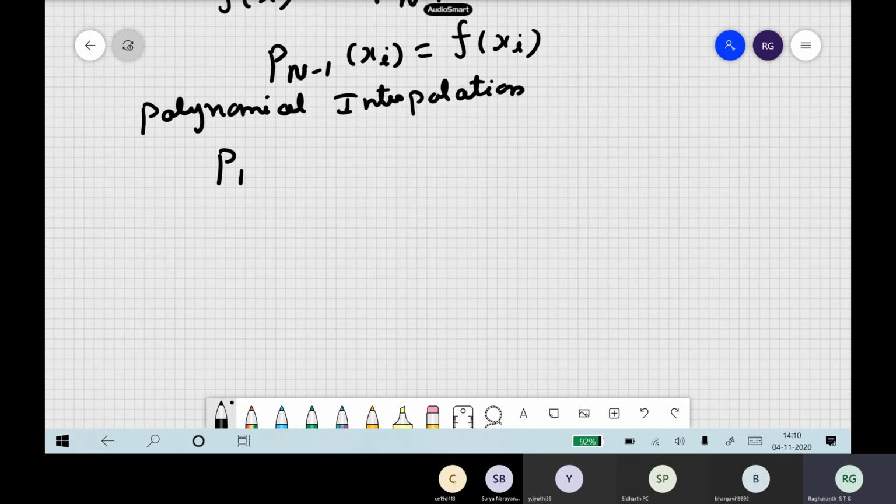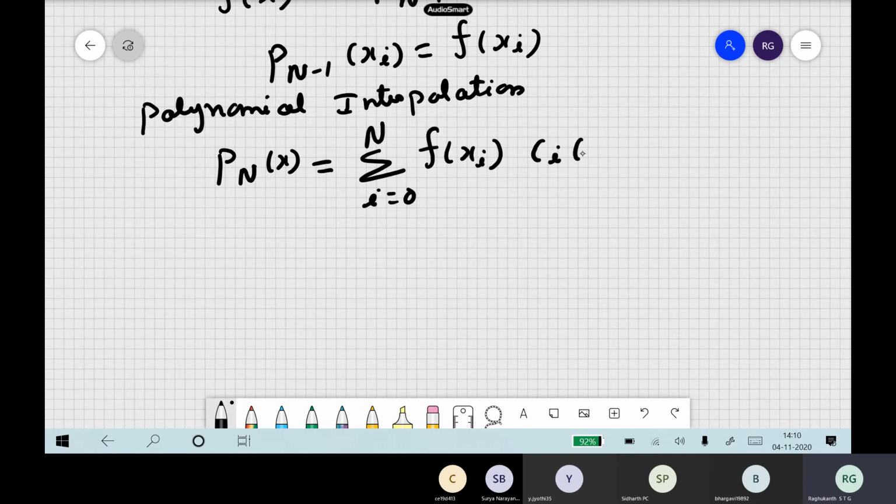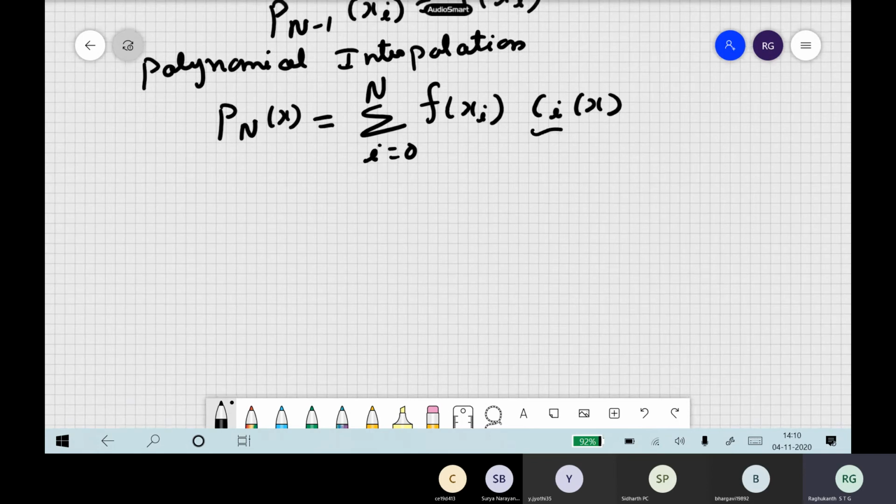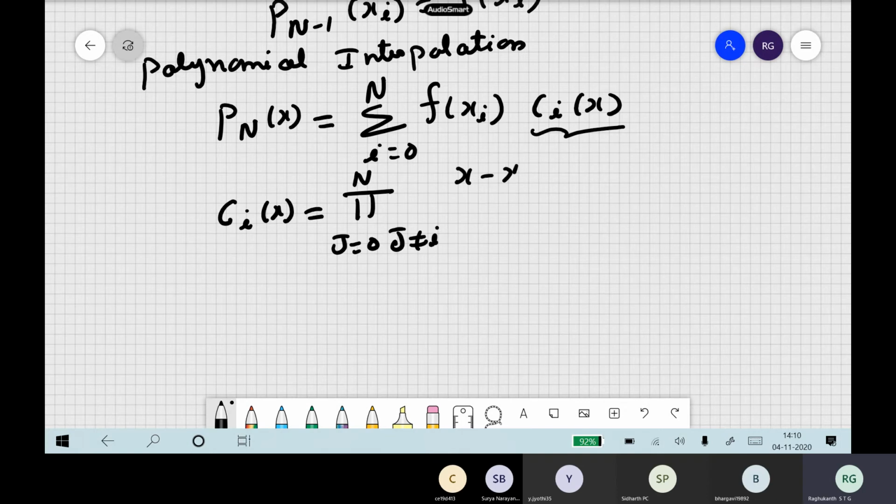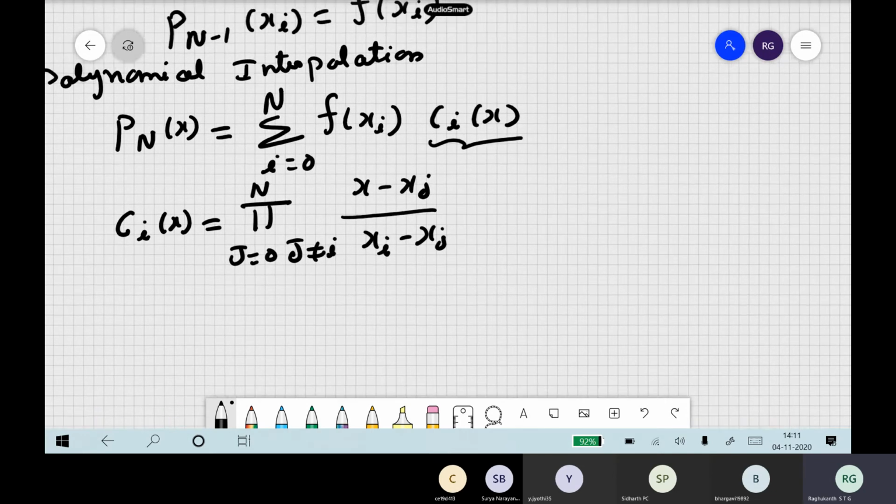Which means your Pn of x can be written as the sum from i equal to 0 to n of f of xi times ci of x. The ci we are calling cardinal functions. So ci of x is the product over j equal to 0, j not equal to i, to n of x minus xj by xi minus xj. This is the Lagrange interpolation formula.